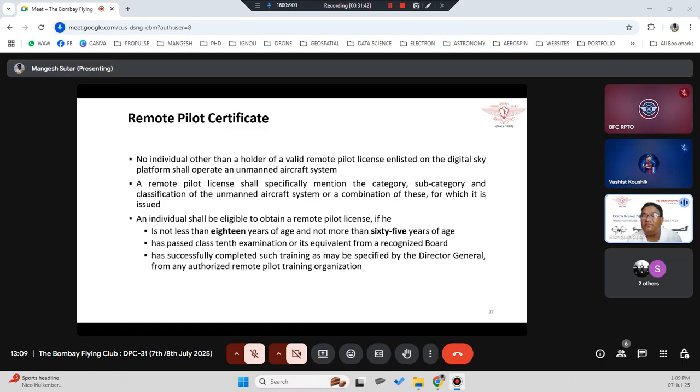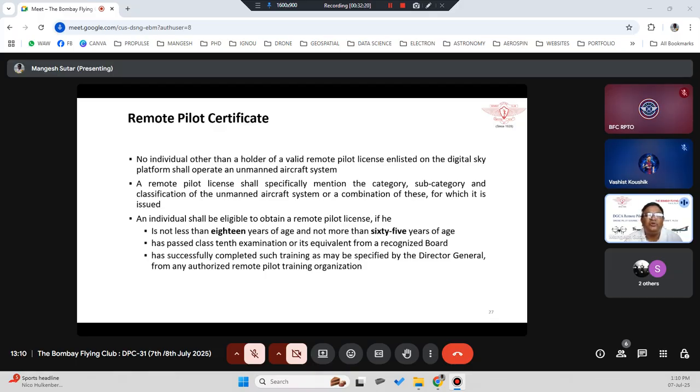Your subcategory will be RPAS, and your classification will be small. Okay, so you are getting a license of small class, which is of range 2 kg to 25 kg. Your category will be rotorcraft, subcategory will be RPAS, and one more additional piece of information, which is called VLOS, written in your certificate. So you will be getting rotorcraft, RPAS, small, and VLOS condition. So these 4 options will be mentioned in your certificate.